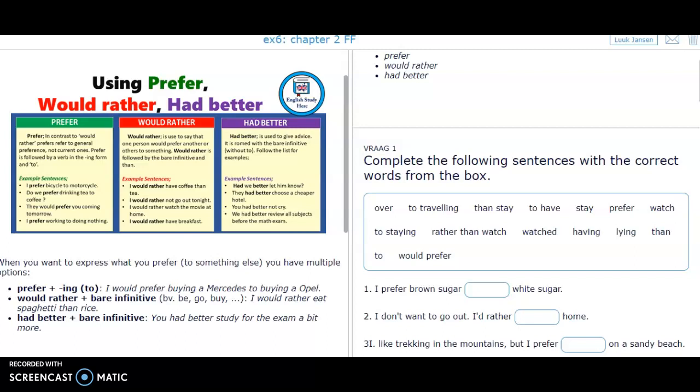When you want to compare two different types, use the word to. I prefer vegetables to fruit, for instance. The second structure, would rather, is when you compare two things as well. I would rather have a coffee than tea. I would rather eat spaghetti than rice, and so on. So when you compare two things, use the word than instead of to for would rather.